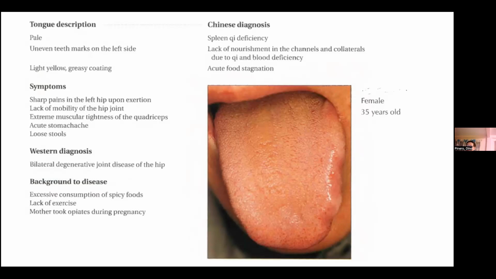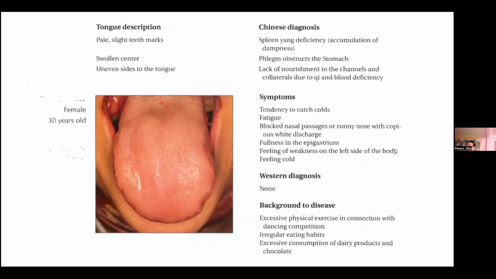Sa Western diagnosis, meron siyang bilateral degenerative joint disease of the hip. Sa background to disease, there is an excessive consumption of spicy food, lack of exercise, and mother took opiates during pregnancy. Okay po. So we have another case of a female 30 years old.